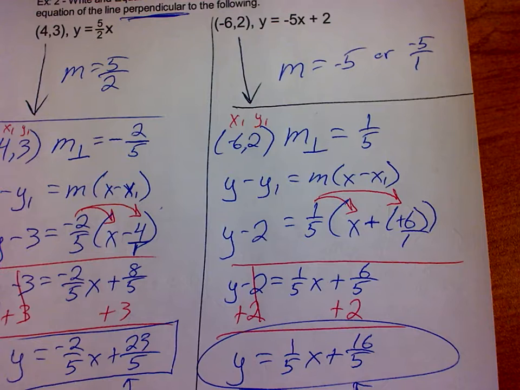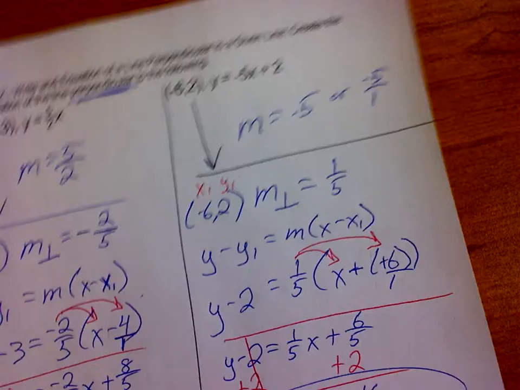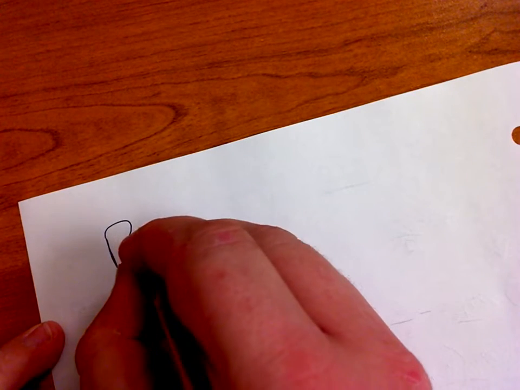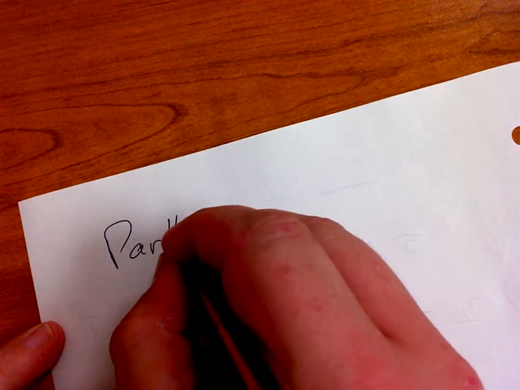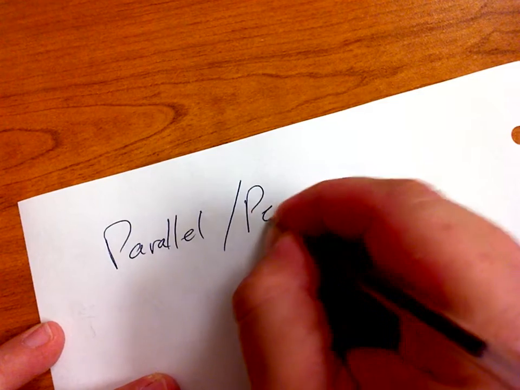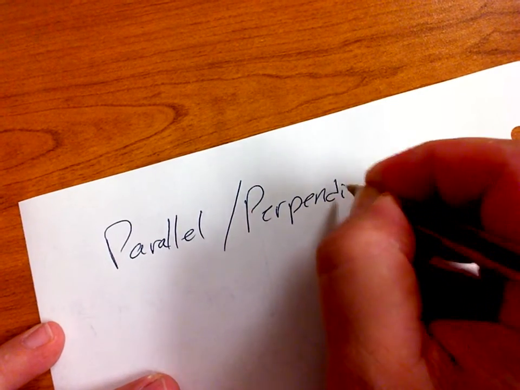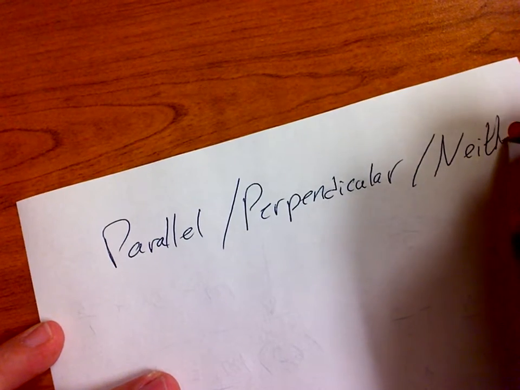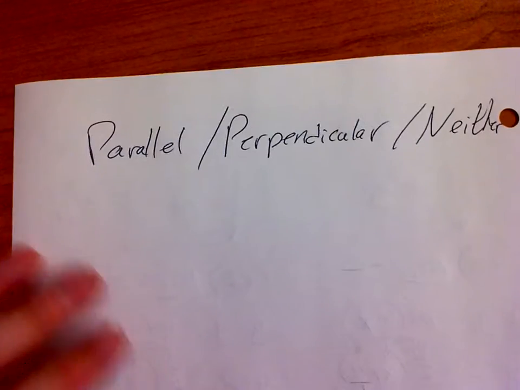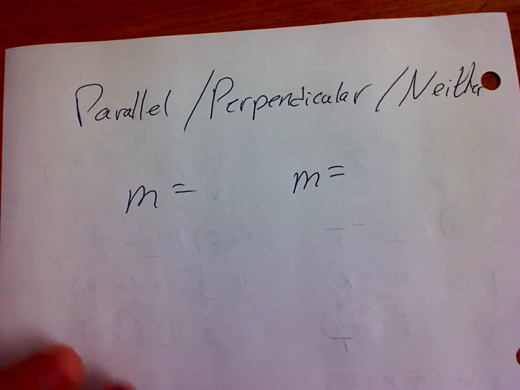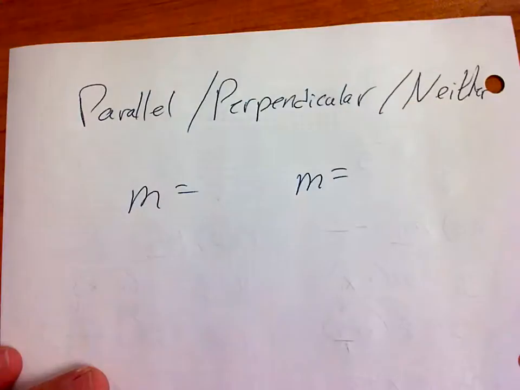Okay? Now, real quick, you do not have this on your paper, but we're going to have some problems where we're going to be asked, are we dealing with parallel? Are we dealing with perpendicular? Or are we dealing with neither? Okay, 3 possibilities here. So I'm going to give you 2 slopes. We got to decide whether or not we're dealing with perpendicular, parallel, or neither.